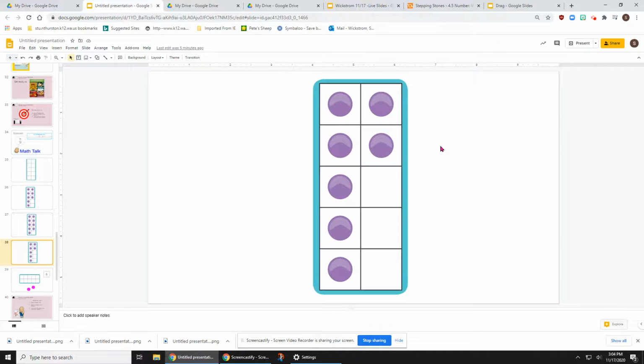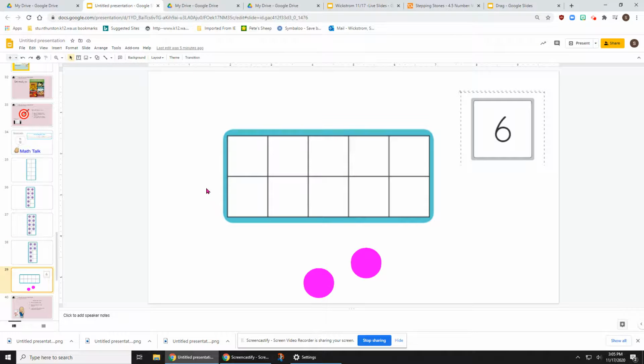So how many more? 7 is how many more than 5? So here's our 5. How many more make 7? That's right. There are 2 more. So we have 5 and 2 more make 7. So 7 is 2 more than 5. Very, very good.